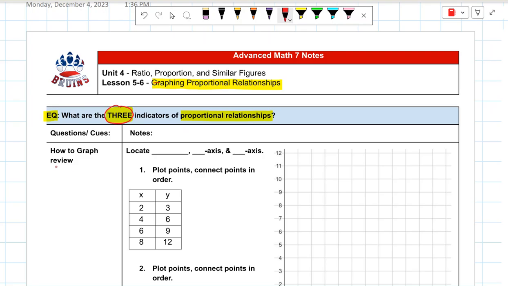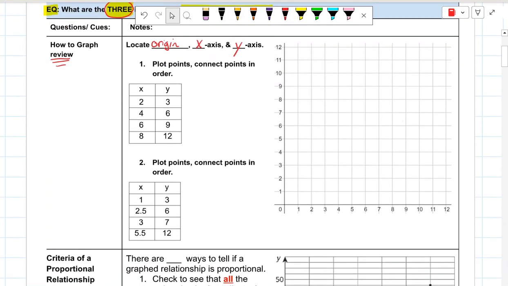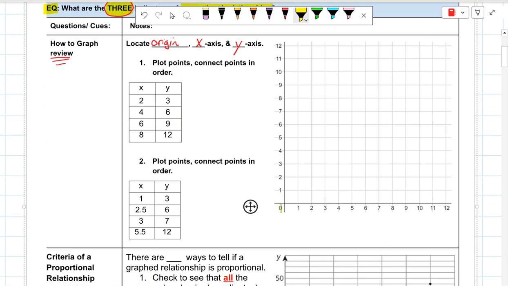How to graph review. Now you guys know how to graph, so this is just a simple review. So you're supposed to locate the origin. You also have to know what the x-axis is and the y-axis, and those are all right down here. Here is the origin, we're at 0, 0. Here is the y-axis, and this is the x-axis.